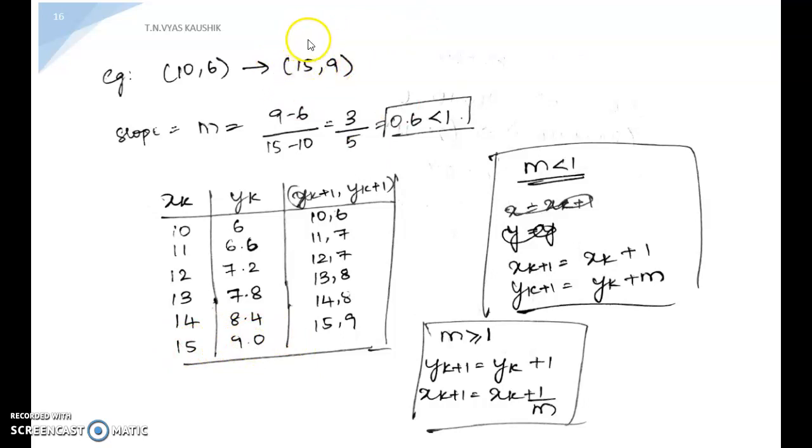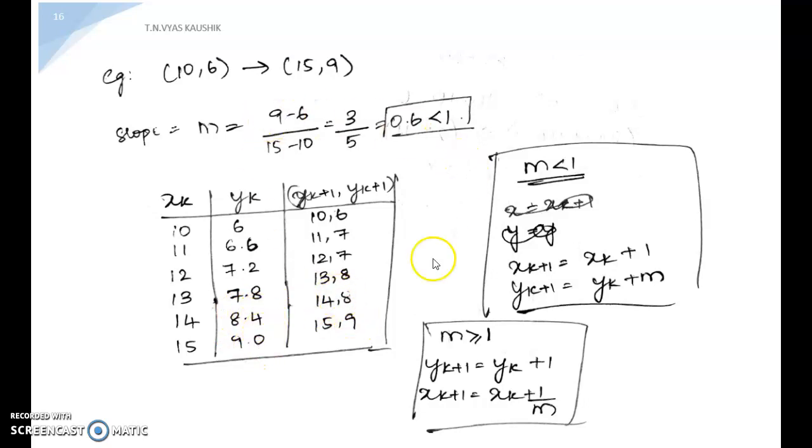Okay, so in this algorithm we have one more thing, which is that we will use a round off function. If we get values like 6.6, we will round off to 7. So the final answer will be 11 comma 7. And if the decimal value is less than 0.5, we will make it the original value, that is, closer to the normal value. So 7.2 will become 7. Okay, 7.8, which is greater than 0.5 in decimal, will become 8. 8.4 will become 8, because it is less than 8.5, and 9 will be 9.